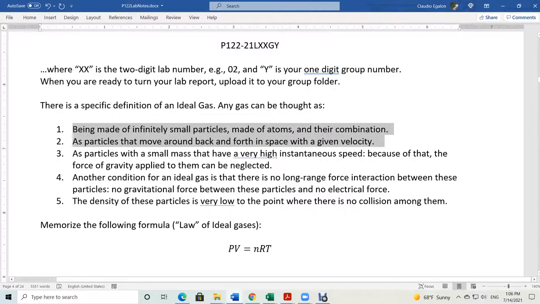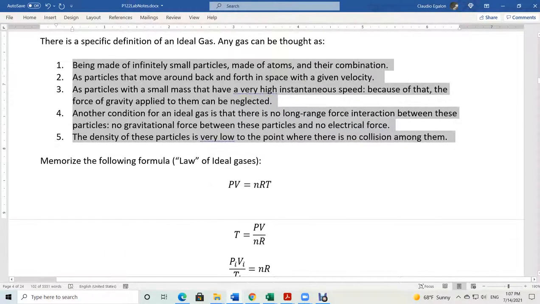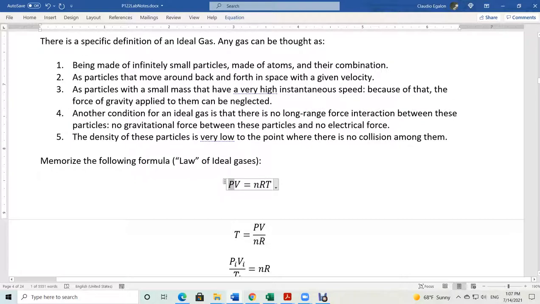So when we take into account all these conditions of the model, we find that there is a relationship between what we call the macroscopic parameters of a volume of a gas. You're already familiar with the idea of pressure. You're already familiar with the idea of volume. And the new quantity here is the idea of temperature. So we know that there is this relationship within a volume of a given gas.